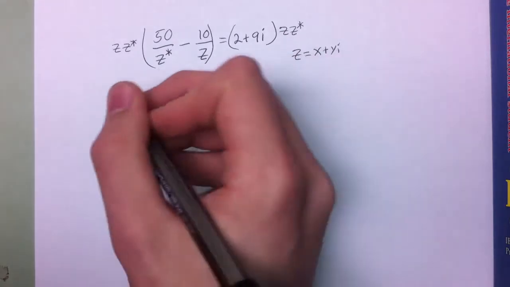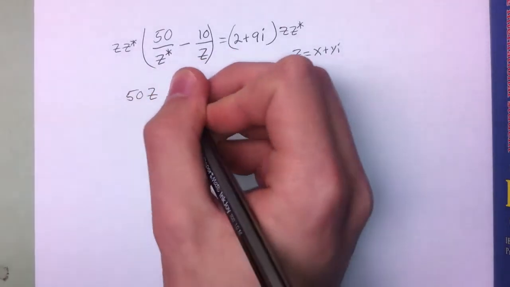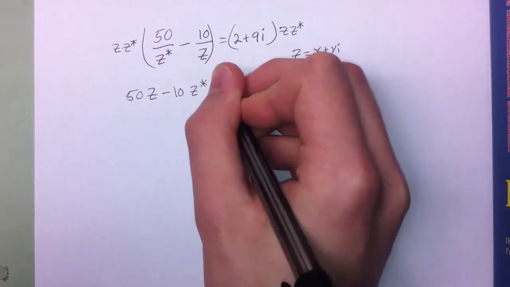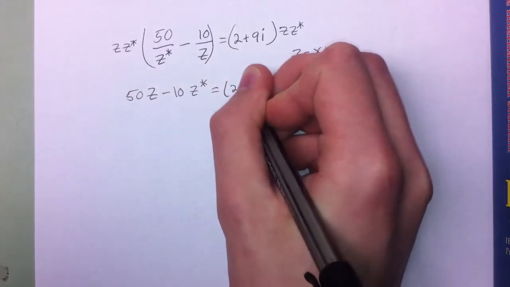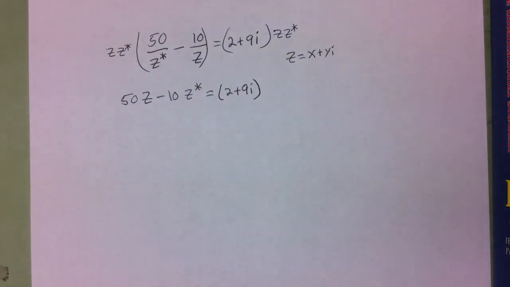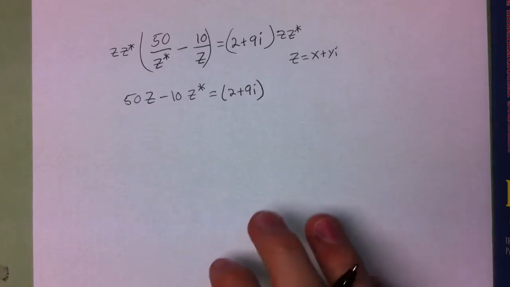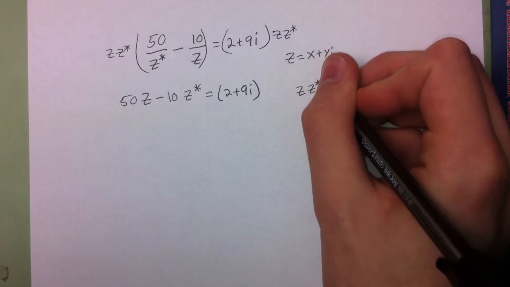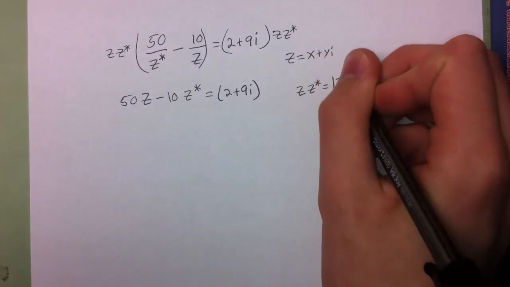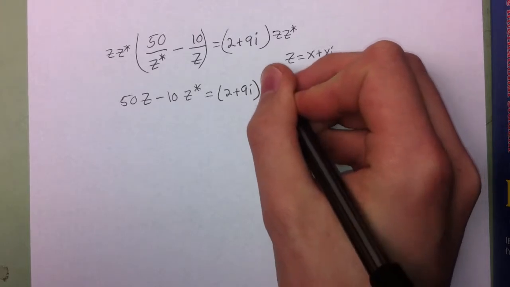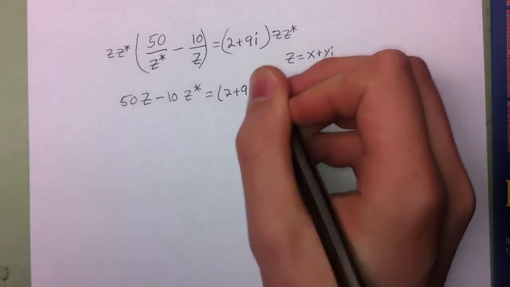And so this gives us 50z minus 10z conjugate equals 2 plus 9i. Now, if you remember back to the properties of the modulus of complex numbers video, you know that z times z conjugate is equal to the modulus of z squared. So we know that this will be multiplied by the modulus of z squared.